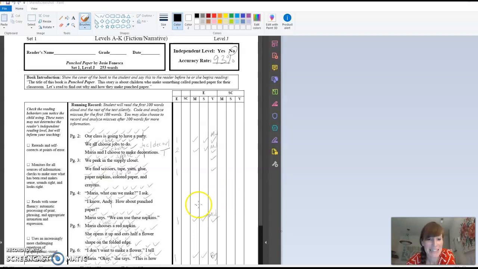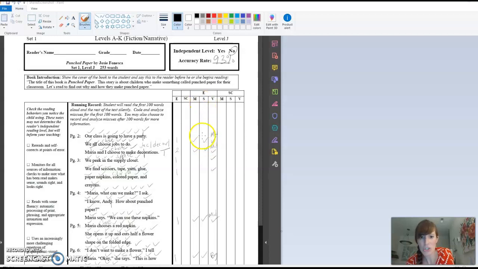So let's look at supply. When she said, "we peek in the supply closet," let's look to see how we coded that. It was an error. And if we look here, you can see I marked it as using visual information only. The reason is because "supply closet" does not make sense, and "supply closet" isn't the way the English sounds.